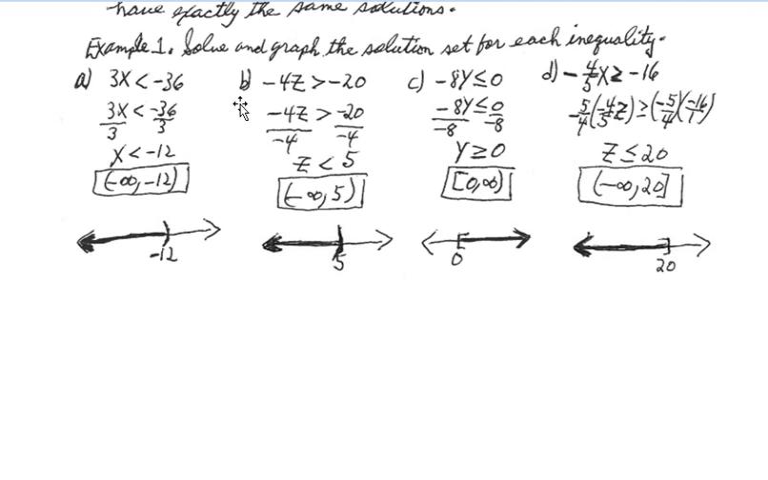B. Minus 4z is greater than negative 20. Here again the variable term is already isolated, so we'll divide both sides of the inequality by negative 4. That results in changing the sense of the inequality, reversing it so that we no longer have the greater than symbol, but we now have the less than symbol. Therefore, the final answer is z is less than 5.